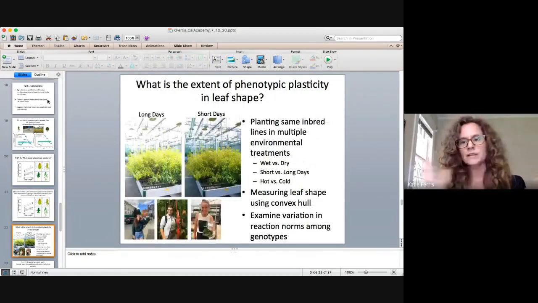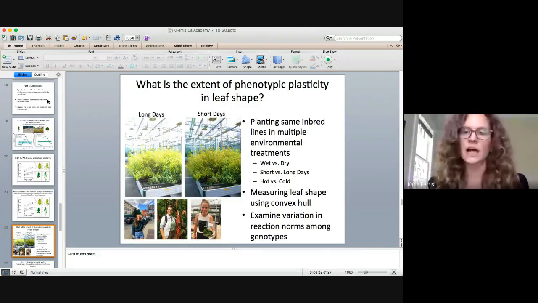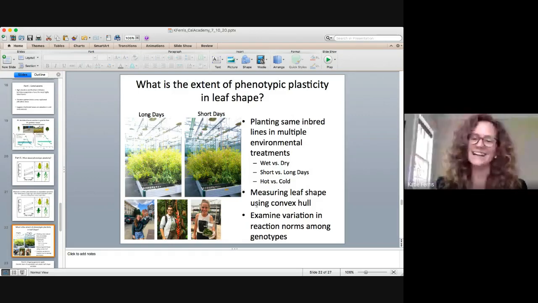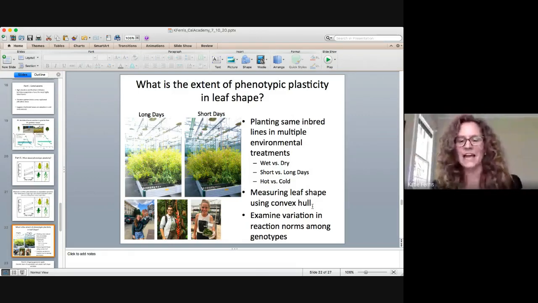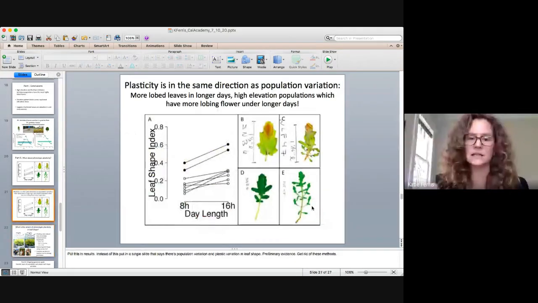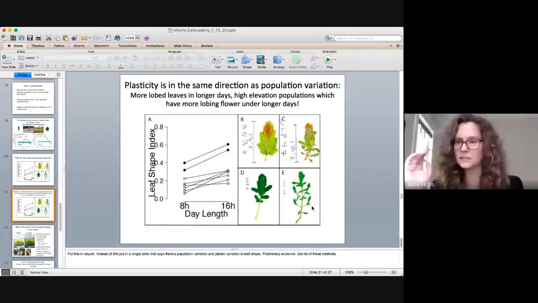So what we're doing now in my lab is we're planting these same inbred lines in multiple environments. So in wet and dry environments, in short and long days, in hot and cold, to look at the variation in plasticity across the entire geographic range. And we're measuring leaf shape using the convex hull, and we're examining variation in reaction norms. So in this, the reaction norm is the link between the phenotypes in different environments, right?